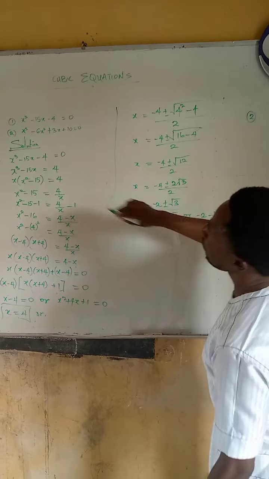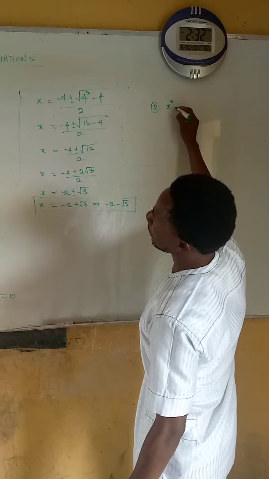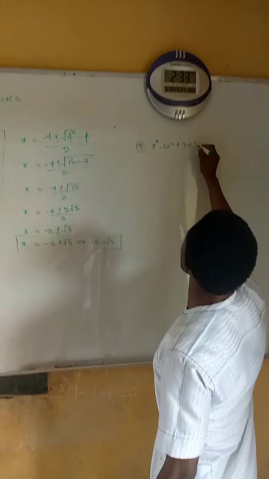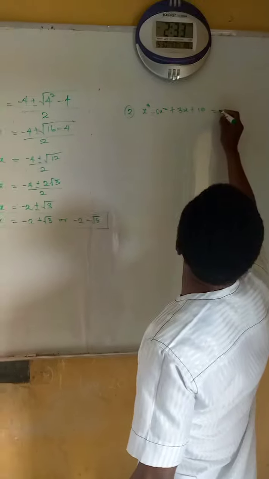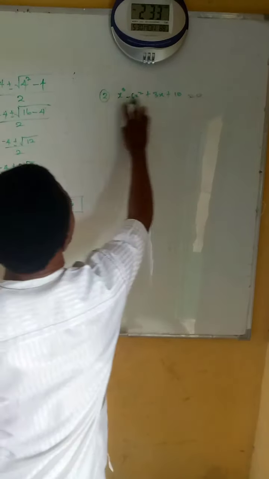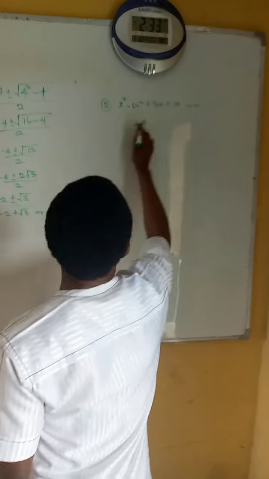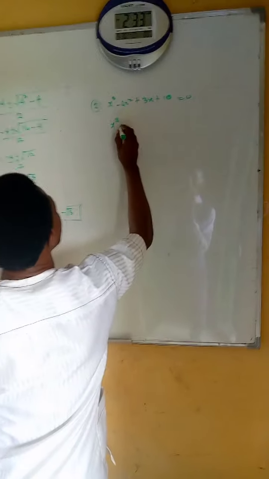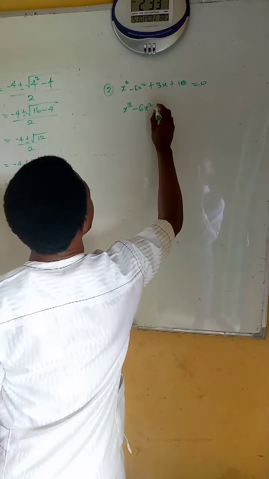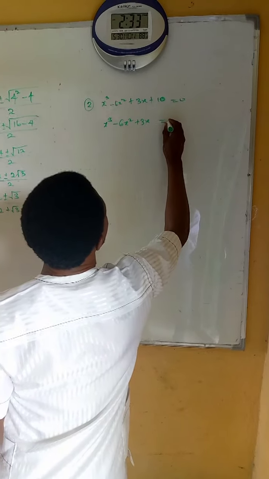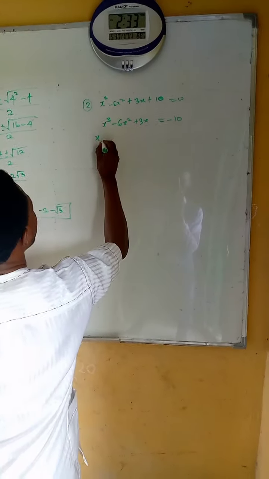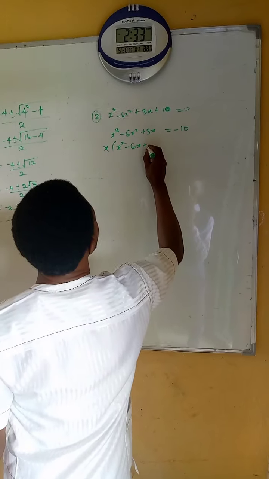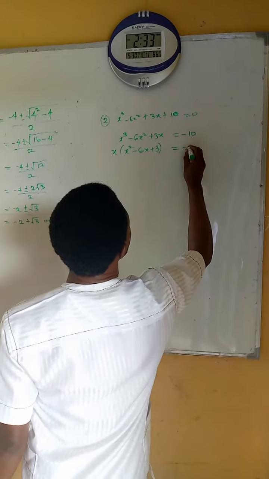Question number 2. We have x cubed minus 6x squared plus 3x plus 10 equals 0. Now you can use the same thing. Let's take this 10 to the other side. We have x cubed minus 6x squared plus 3x equals minus 10. Now x is common: x times (x squared minus 6x plus 3) equals minus 10.